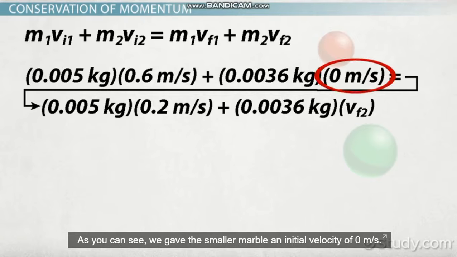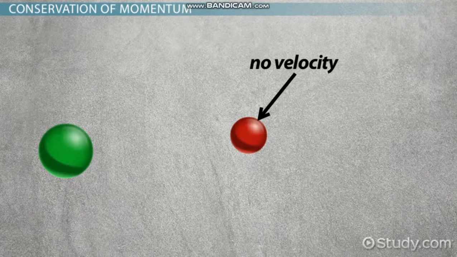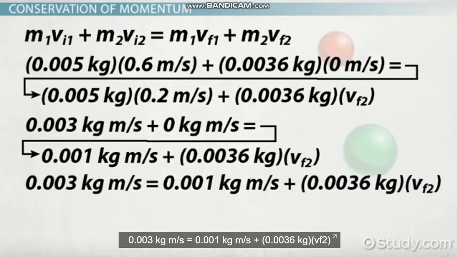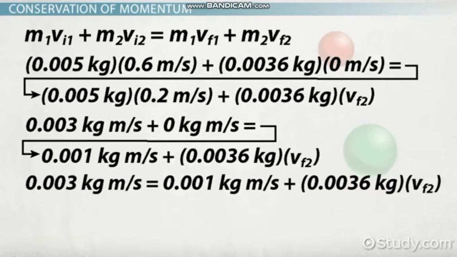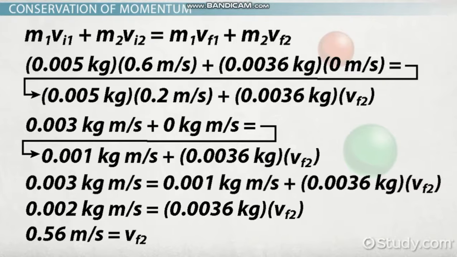As you can see, we gave the smaller marble an initial velocity of 0 meters per second. This is because before the collision, it was standing still, meaning it had no velocity. 0.003 kilogram meters per second plus 0 kilogram meters per second equals 0.001 kilogram meters per second plus 0.0036 kilograms times V_F2. 0.003 kilogram meters per second equals 0.001 kilogram meters per second plus 0.0036 kilograms times V_F2. 0.002 kilogram meters per second equals 0.0036 kilograms times V_F2. 0.56 meters per second equals V_F2.